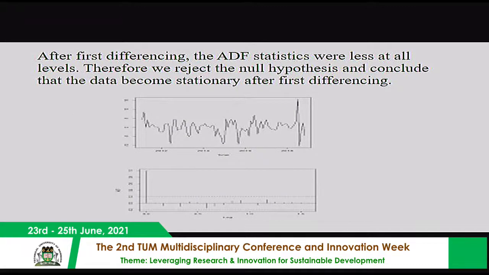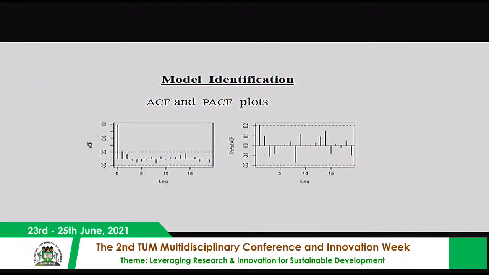Now, the ARIMA has got 3 letters, P, D, and Q, whereby D stands for the differencing. So since it became stationary after first differencing, our value of D here will be equal to 1. Okay, our next step was to find out the values of P and Q, because our D was already 1. So we got what is called the model identification.